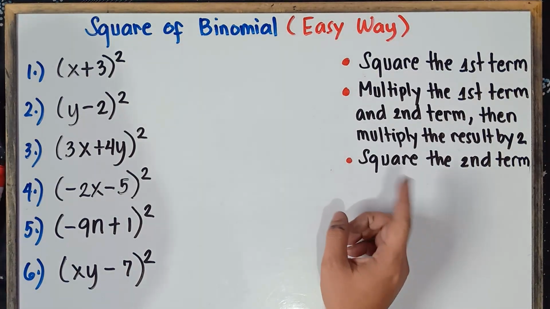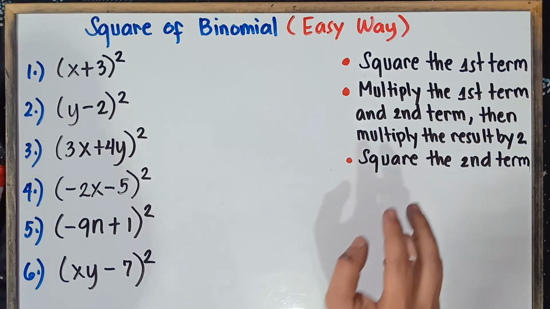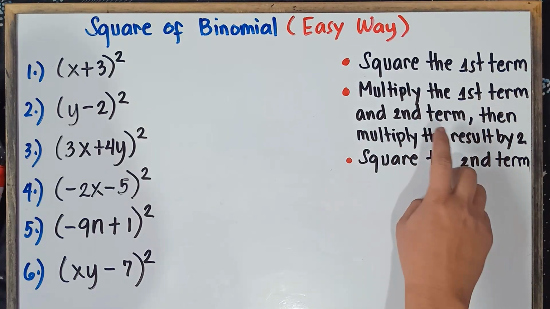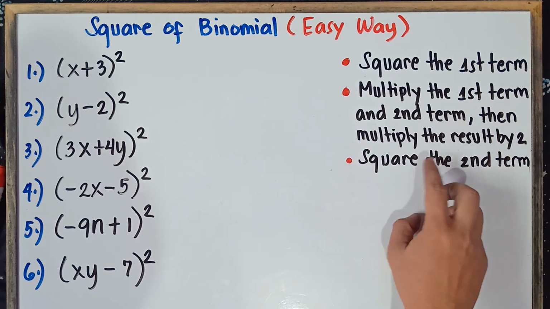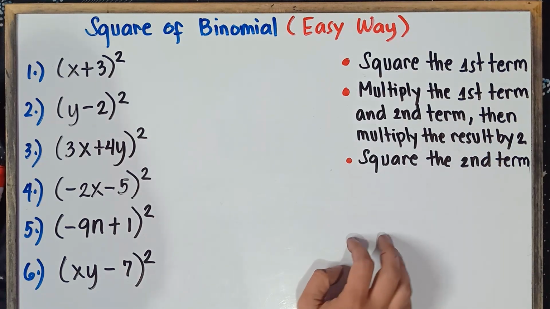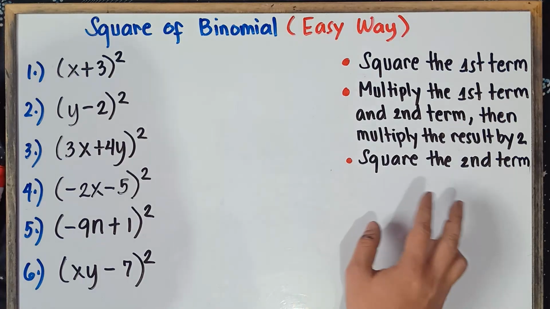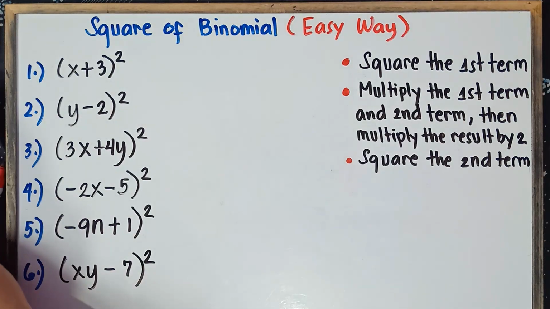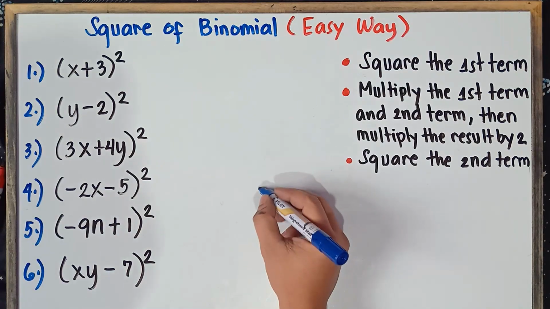Number 1, step 1, you square the first term. Number 2, multiply the first term and second term, then multiply the result by 2. And then the third procedure, you square the second term. Let's have example number 1, class, for you to really understand this one.